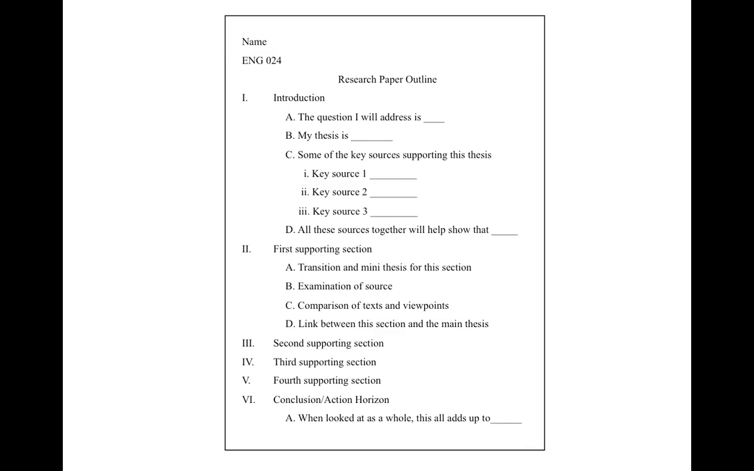Here is how these sources are going to work to prove that thesis. Here's what's going to go in my first supporting section. Here's what's going to go in my next supporting section. So if you're really stuck, just follow this exact format. It works for research papers in any different type of class. So follow this if you aren't sure.